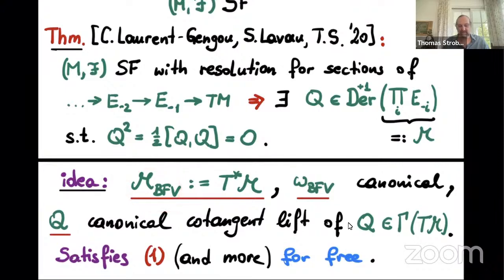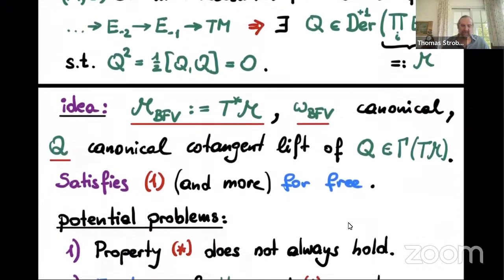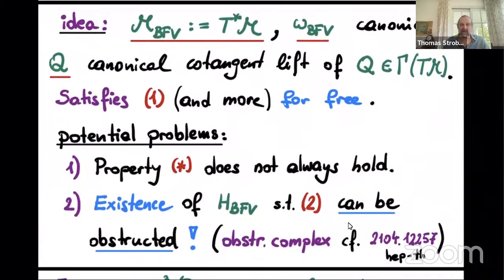BFV symplectic phase space. So this is evidently symplectic. It has a degree zero symplectic form, which is even canonical in this case. And now there is a very nice candidate for this Q. You just take this vector field Q on M and lift it, take its Hamiltonian on the cotangent bundle. So in particular, you get this condition, the first master equation QQ equals zero, which is this condition one, and some other things you get absolutely for free without any work. So this is the analog of this AKZ idea where you by construction get the master equation satisfied.